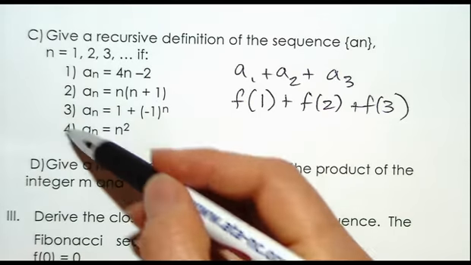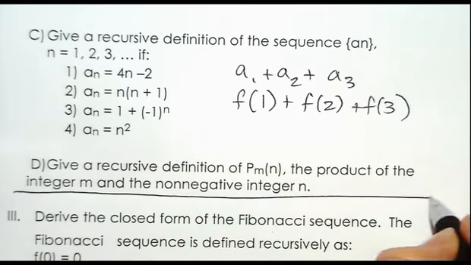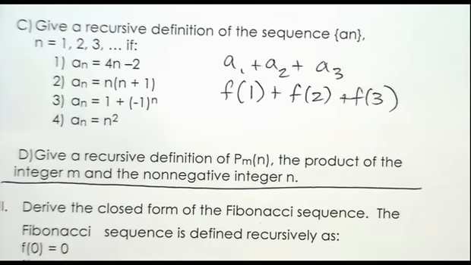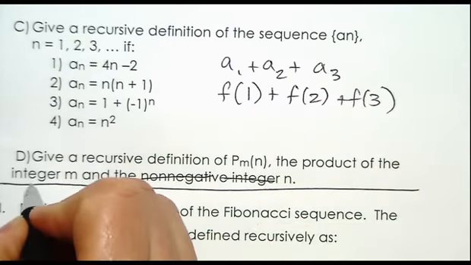Okay, so these are the kind of problems where you have to write a recurrence. Again, you can use the cheat method on those. It's totally fine. This problem is not as hard as it looks. Give a recursive definition of Pm of n, the product of the integer m and the non-negative integer n. There's nothing special about non-negative. What does it mean? It just means it's 0 or bigger, right? So how do you translate this into math? Delete that. It's an integer. Who cares? Everything we do is integers.